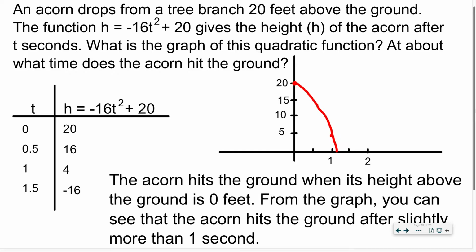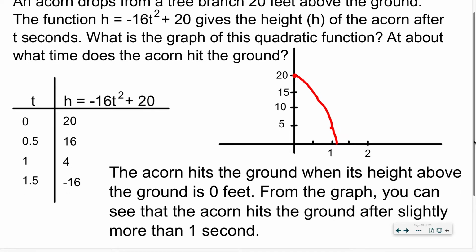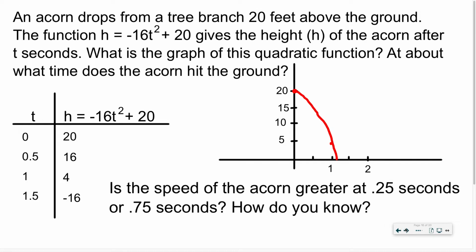Okay, so this acorn hits the ground when its height is right at 0. You can see where this is. What is that approximately? 1.3? Okay, maybe a little bit closer to 1. How can I find it exactly? What equation? We're going to talk about the equation in a second.